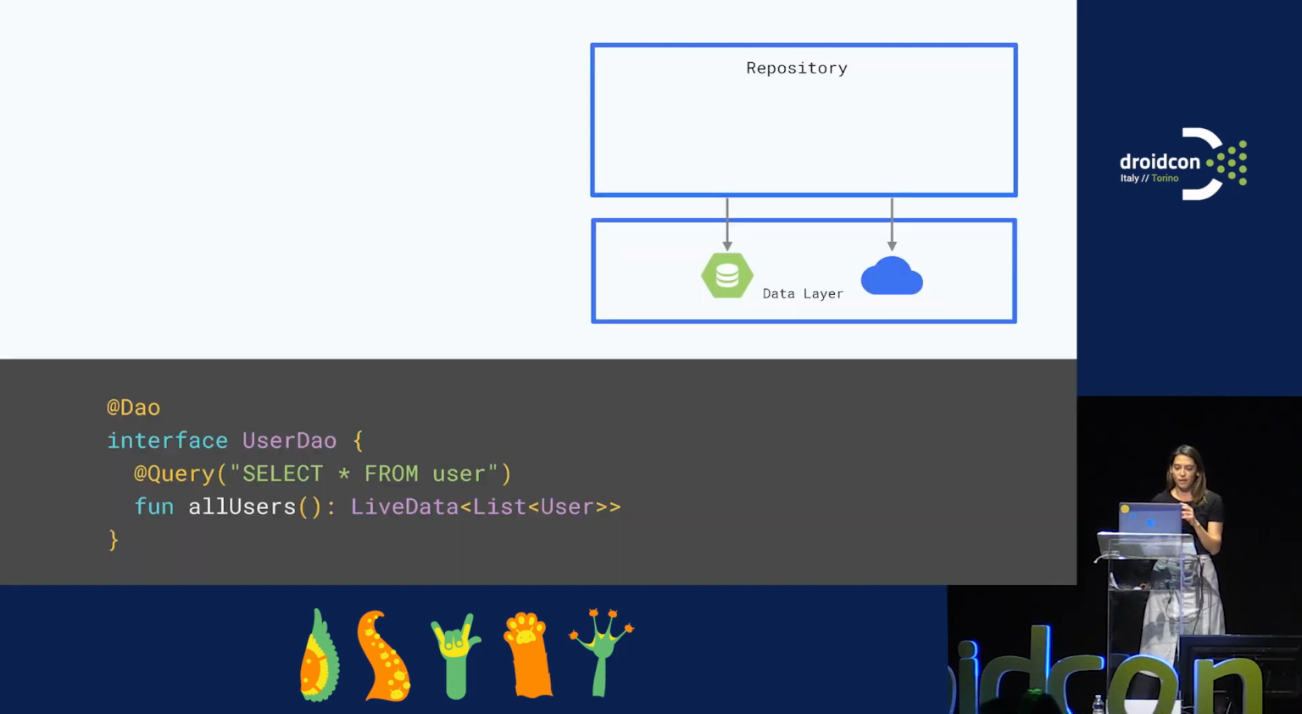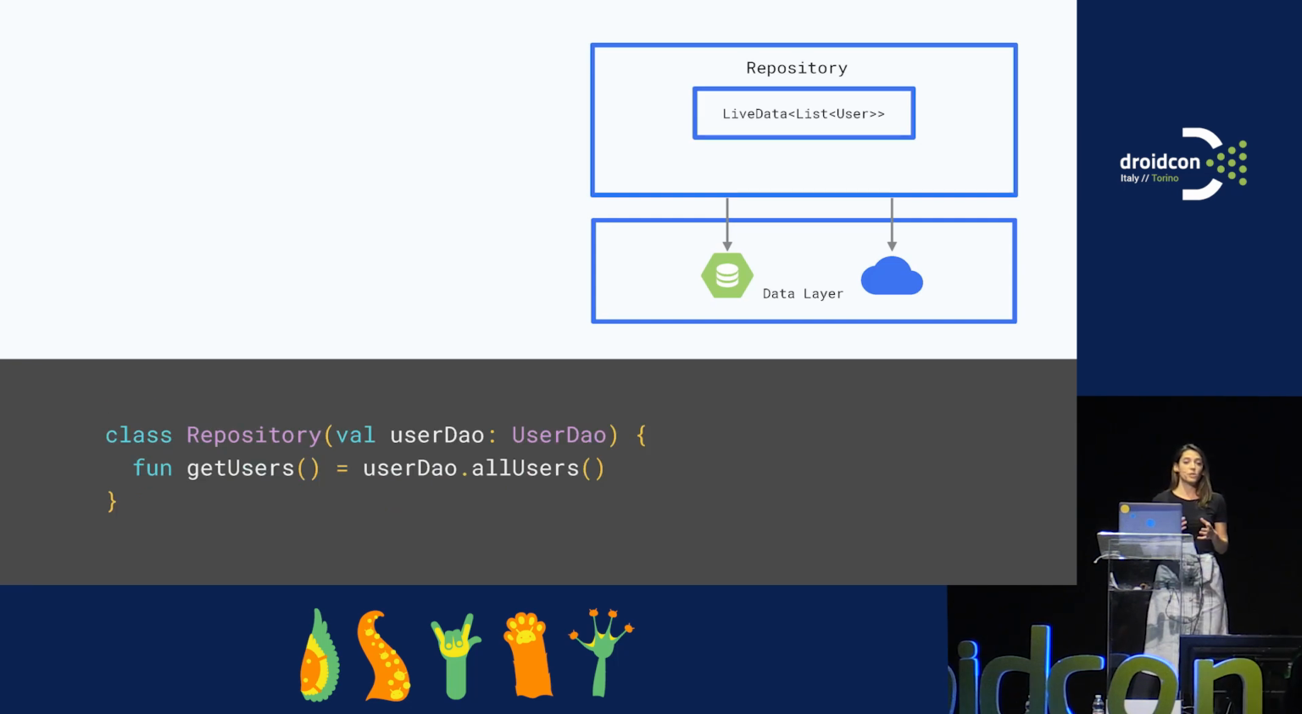When we're talking about handling lists, and in general handling data, we will probably work with a repository. That repository would work with a database and with a backend. If you're using Room, your DAO would look something like this: you would return a LiveData of a list of User. Then that repository would also expose a LiveData of a list of User.